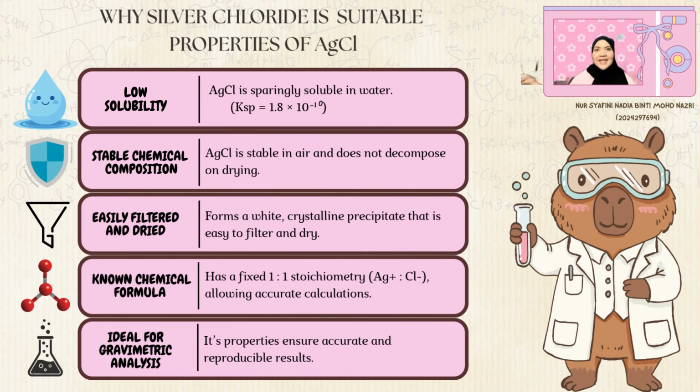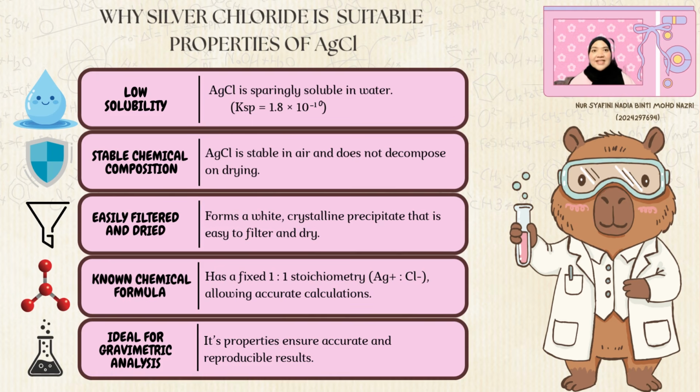Now, why exactly do we use silver chloride for this gravimetric analysis? There are 5 key properties that make silver chloride ideal for this method. First, it has incredibly low solubility. With a solubility product constant of 1.8 times 10 to the power of -10, it is very sparingly soluble in water, ensuring that virtually all the chloride is precipitated out without loss.